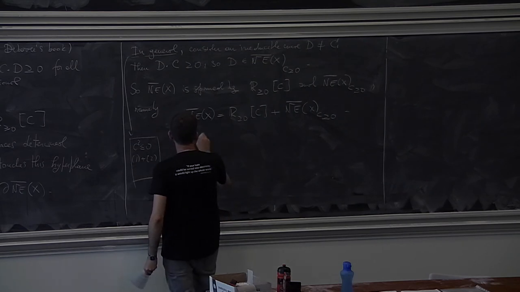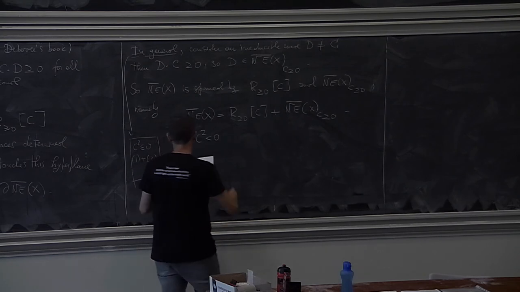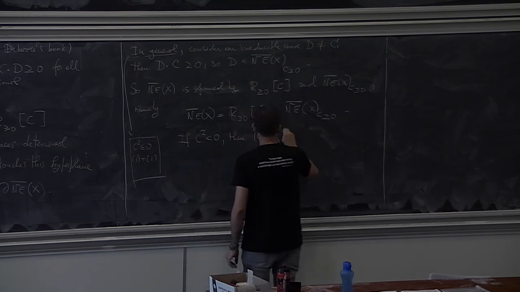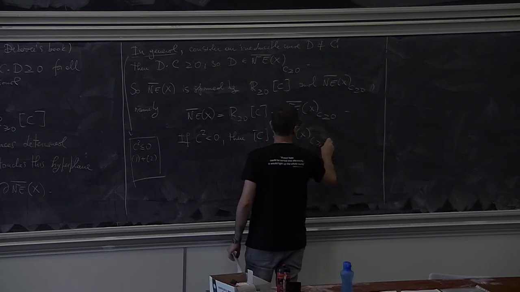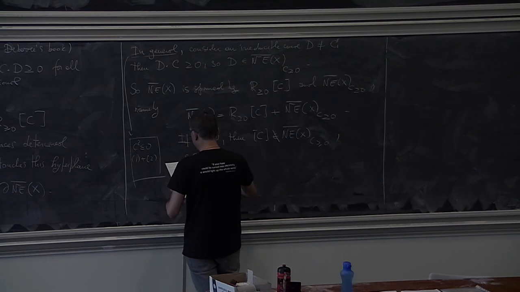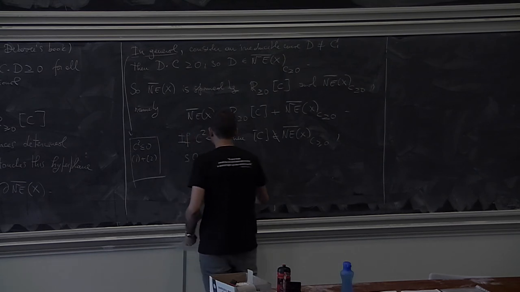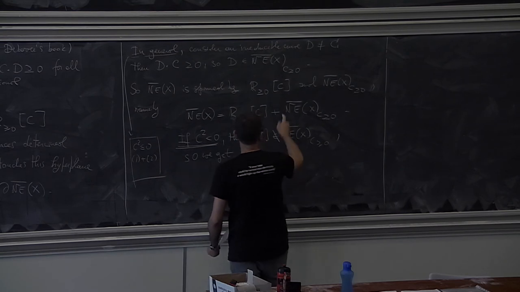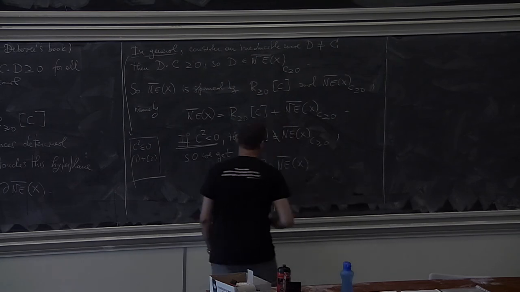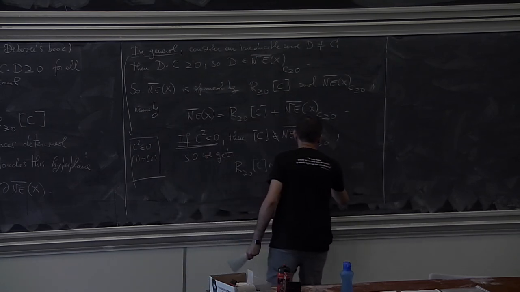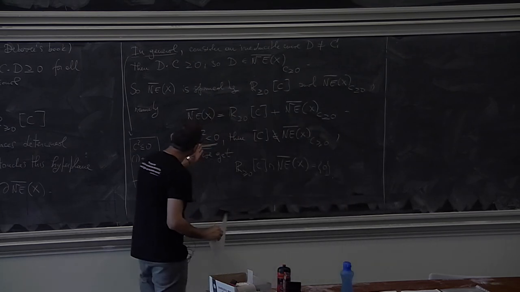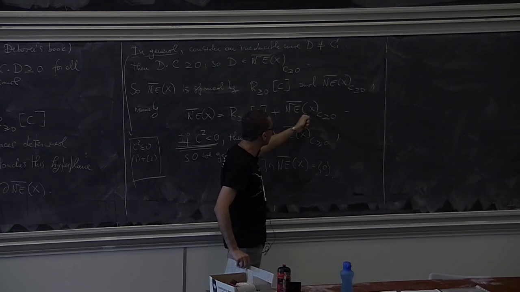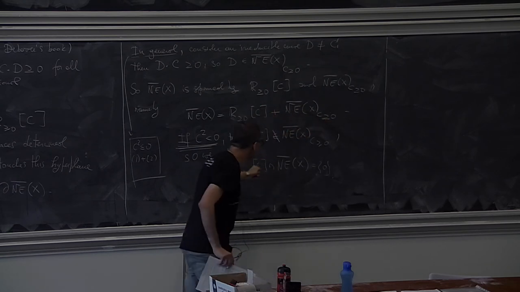Now, if C squared is less than zero, what happens? Then C cannot stay here, by definition of this. So we get that in this case, this ray intersection NE of X is just zero. If C squared is negative, there is nothing in the intersection, because here the self-intersection is negative, and all classes here have non-negative intersection with C. So in this case, we have this.